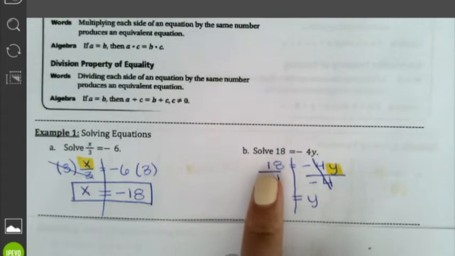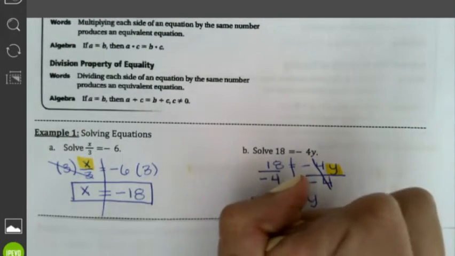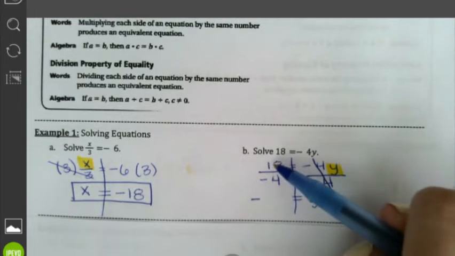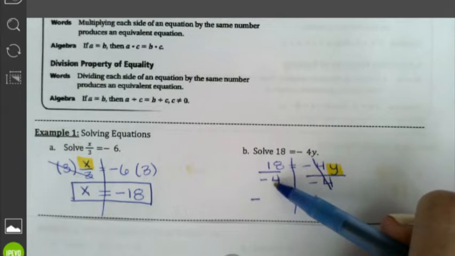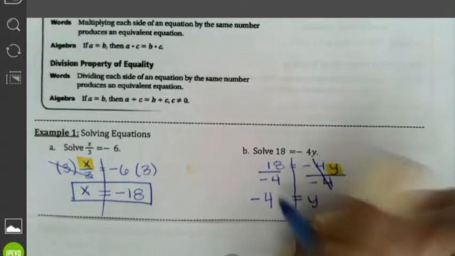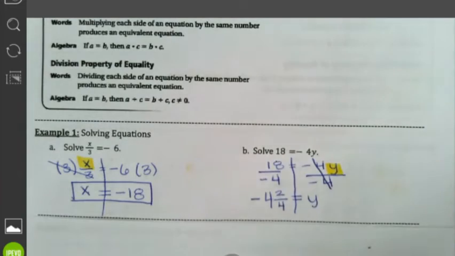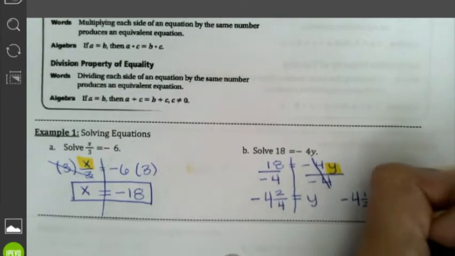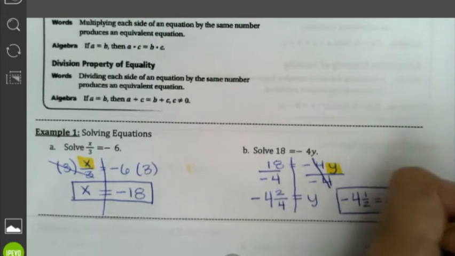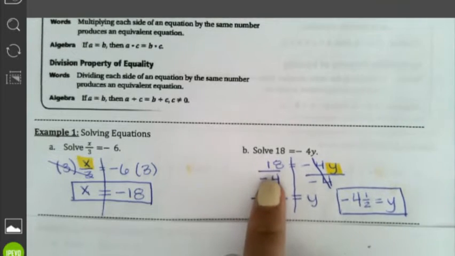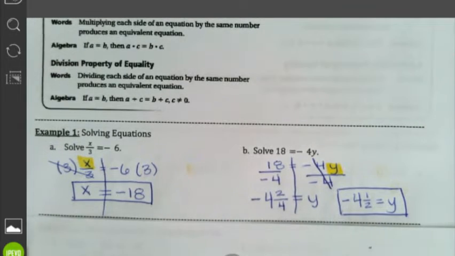Now, we know that a positive divided by a negative is going to result in a negative number. We also know that this is a way to write improper fractions. So rather than doing the division, we can just change this improper fraction to a mixed number. So 4 goes into 18 4 times. That brings me up to 16 with 2 remaining. So our final answer, I'm just going to simplify this, is negative 4 1/2 equals y. And again, you can plug this back in and do negative 4 times negative 4 1/2 to check to make sure that you get positive 18.